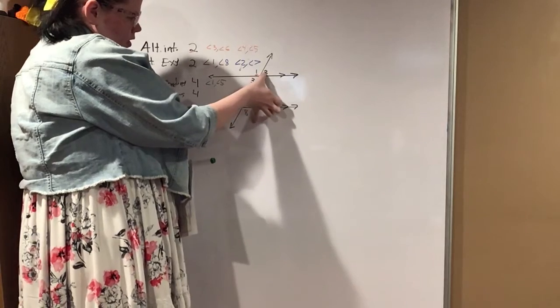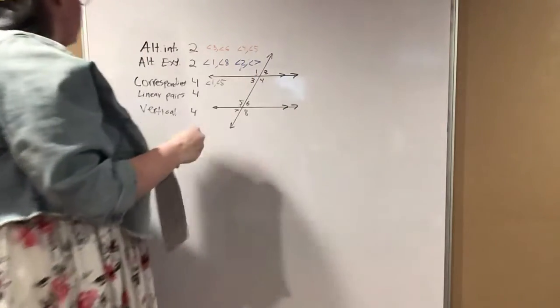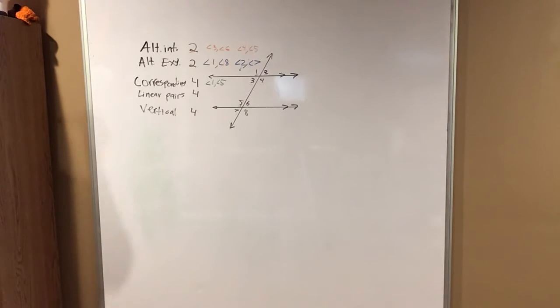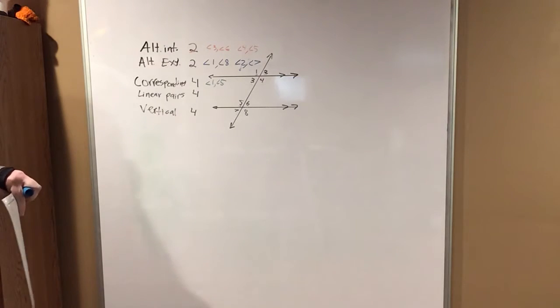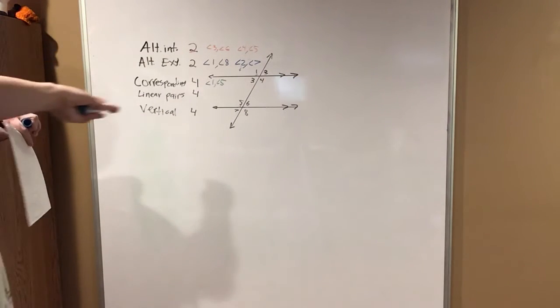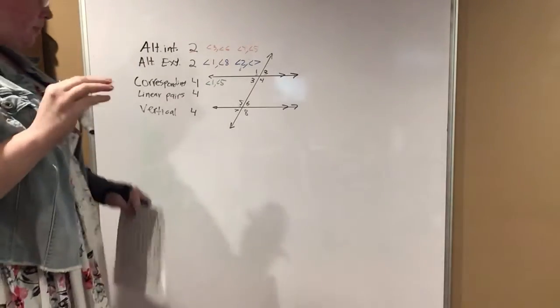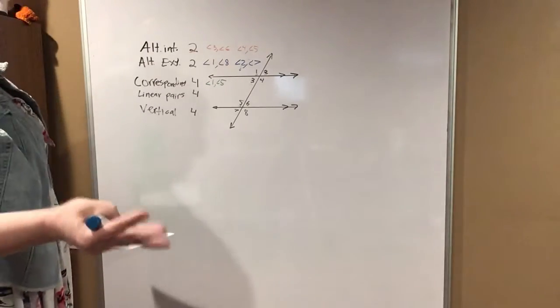Okay, so now let's look at linear pairs. Linear pairs sound relatively easy, right? It's a pair of adjacent angles formed by intersecting lines whose sum is 180. So a straight line, 180 degrees. If we're looking at this, again, there's 4 pairs. It's a lot.